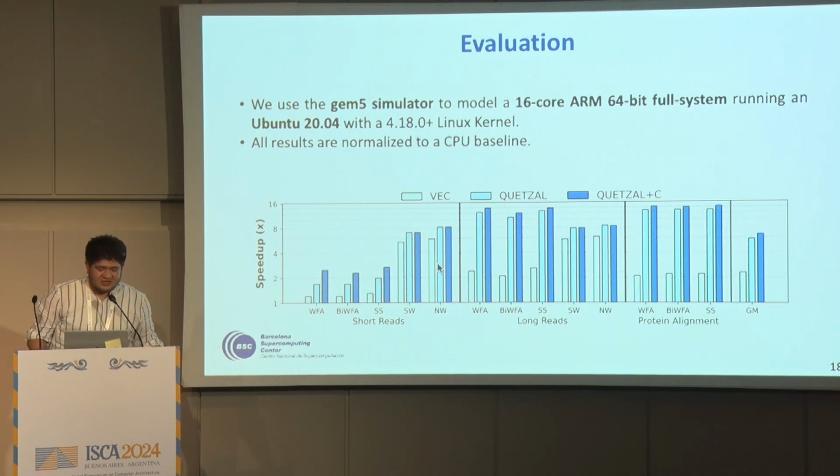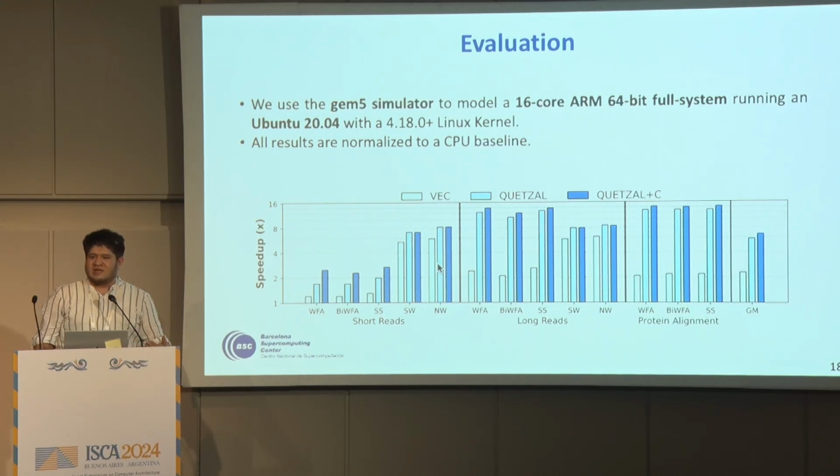To evaluate QUETZAL, we use gem5 to model a 60-core system, where each core features a QUETZAL engine, and we run an Ubuntu 20 operating system. All the results that you will observe in these plots are normalized to the baseline CPU. I started by saying we need to have a really flexible machine.